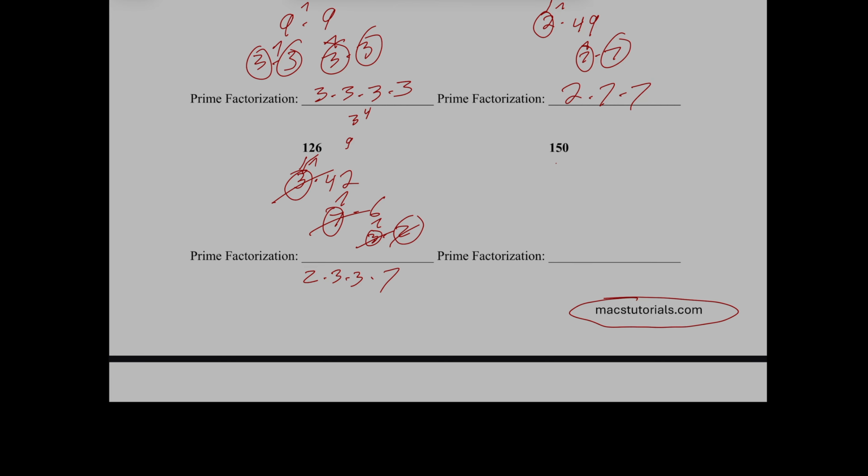When I see a 0 on the end, I always want to multiply by 10. So I'm going to go 15 times 10. 15 can be 3 and 5. They don't break down anymore. 10 can be 2 times 5. They don't break down anymore. I have a 2. I have a 3. I have a 5. And I have another 5. And that, my friends, is prime factorization.